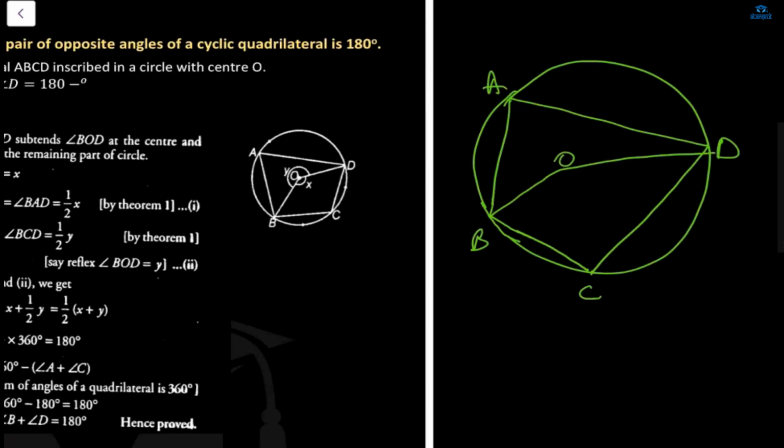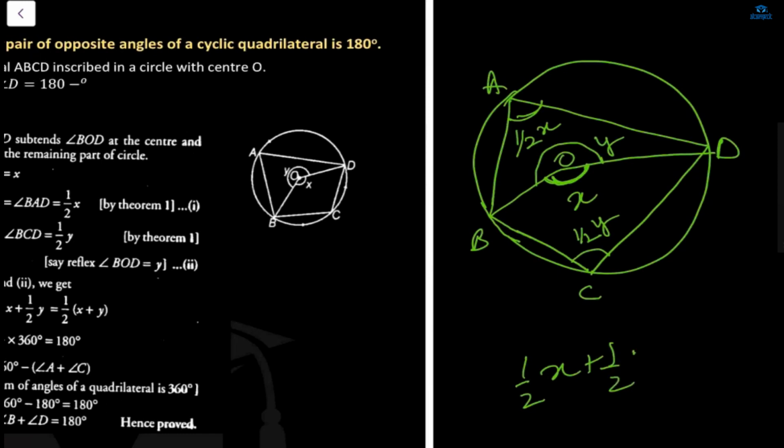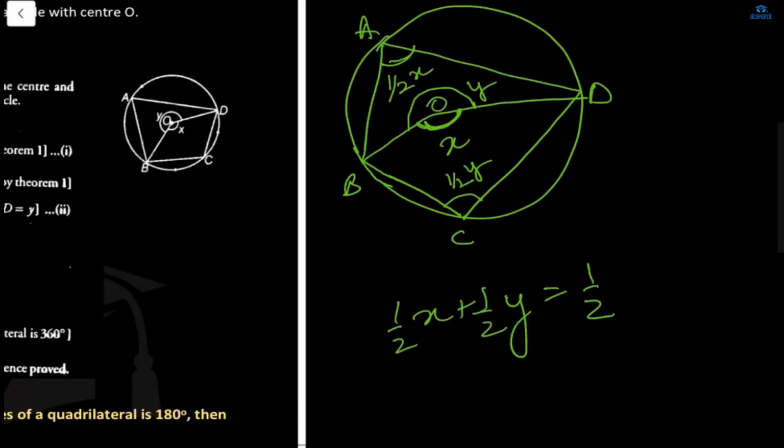ओके, सो दिस एंगल, अगर आप इसको x लेते हो, y लेते हो, ये एंगल जो होगा, और ये वाला रिफ्लेक्स एंगल y है. ठीक है, सो ये एंगल क्या होगा? This angle will be half of angle x, and this angle will be half of angle y. Okay, so half of x plus half of y will be equal to what? Half you take common, and angle x plus angle y.